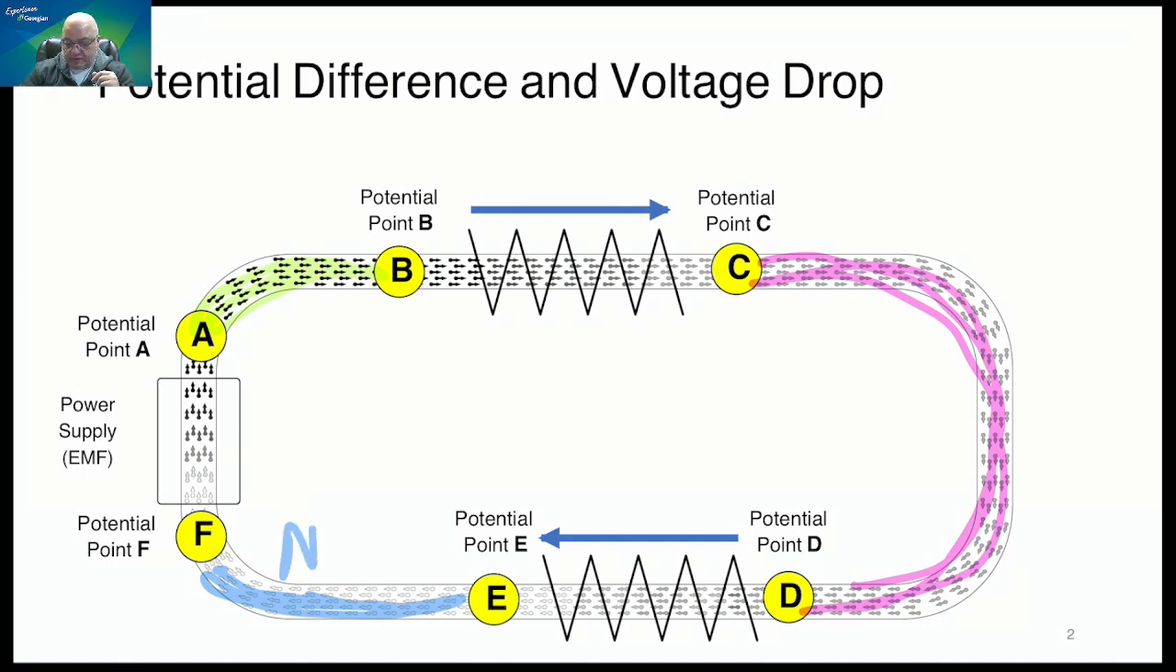So a node is basically a single electrical point but not necessarily a single physical point. It's a single electrical point where there is no voltage drop, there is no potential difference at any point compared to any other point within that node.